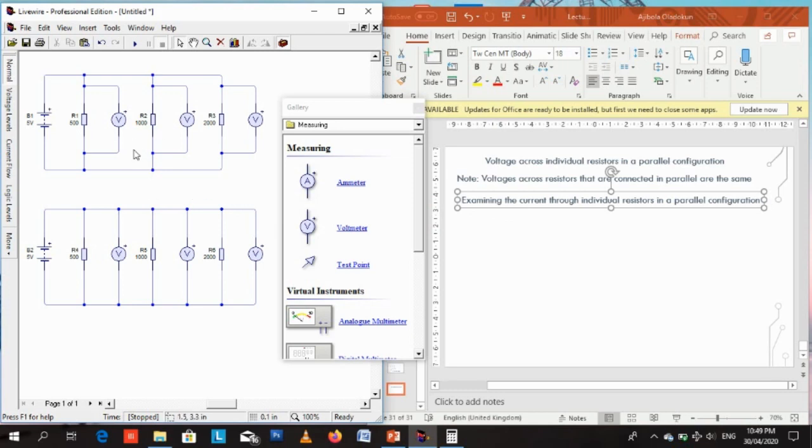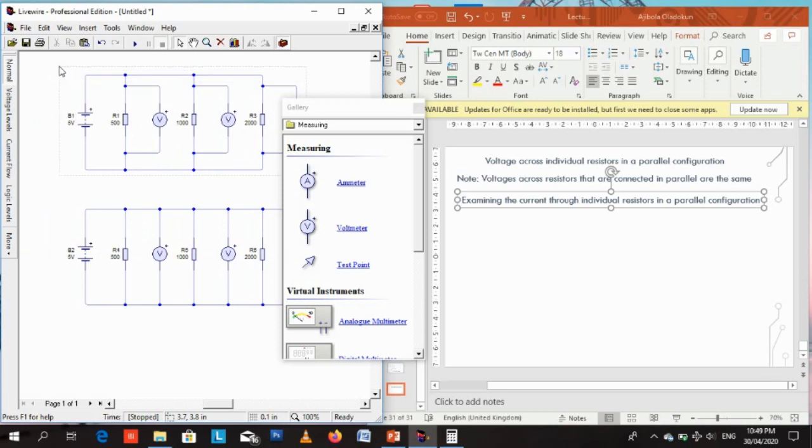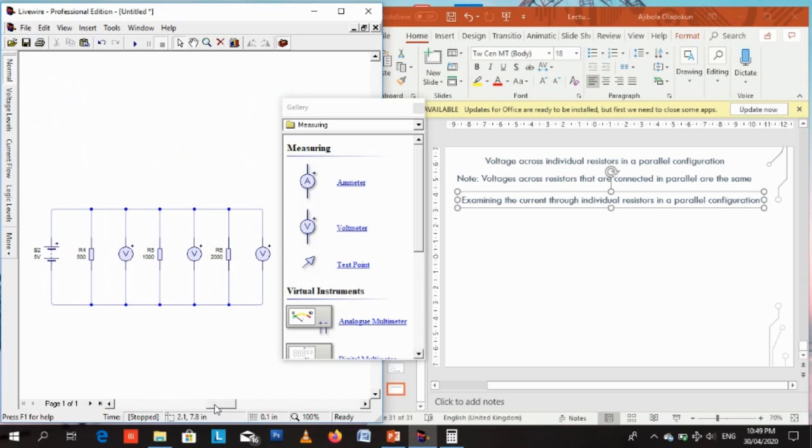So we are examining the current through individual resistors connected in parallel. We want to now check what the current will be. The voltages across all the resistors connected in parallel will be the same, but the current won't be the same. Let's prove that, and let's see how you determine the current through individual resistors that are connected in parallel. So let's delete the voltmeters. This time, since it's current we want to measure, we don't need voltmeters. We need an ammeter to measure current.